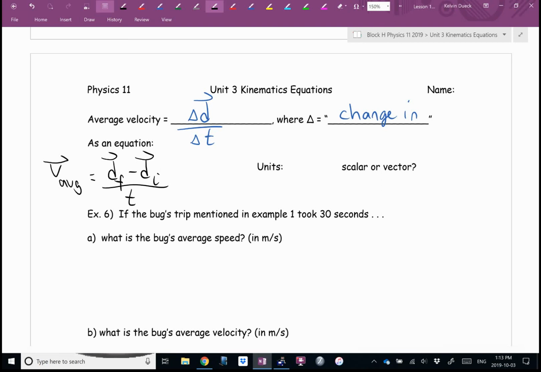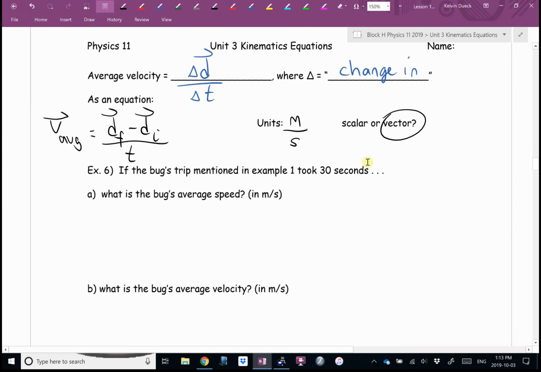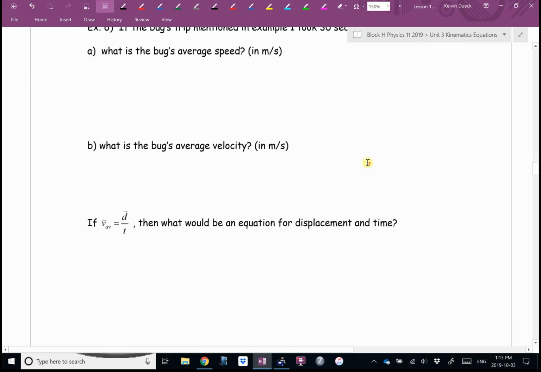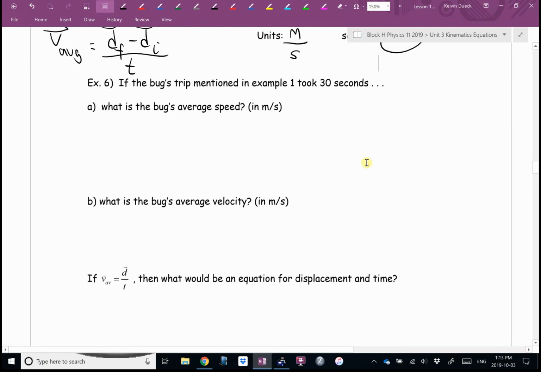What would the units for this be? Also, can you see it? Meters per second is the vector. We're going to finish this page, and this is where we're going to pause, and then I'll come around and let you know how you did on your quiz.